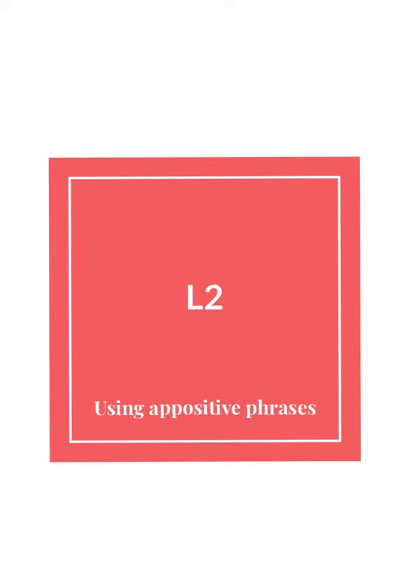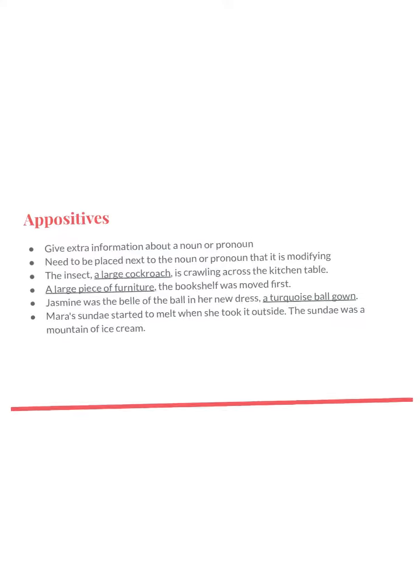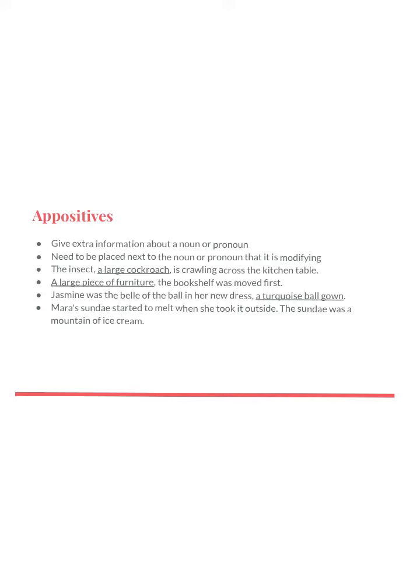Hey guys, so I just want you to quickly review L2, which is how to use appositive phrases in sentences. So remember, an appositive phrase is extra information about a noun or pronoun. And when you're writing a sentence, it needs to be placed next to the noun or pronoun that it's modifying. So you can put them in the middle, the beginning, or the end as long as it's next to the noun or pronoun so the sentence isn't confusing.